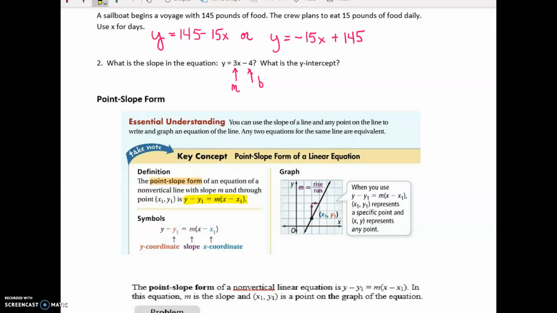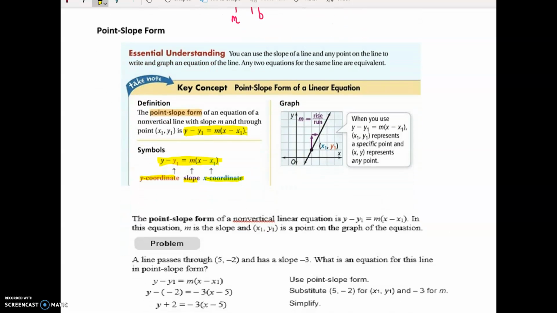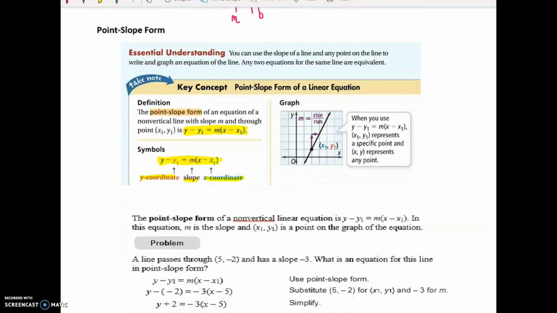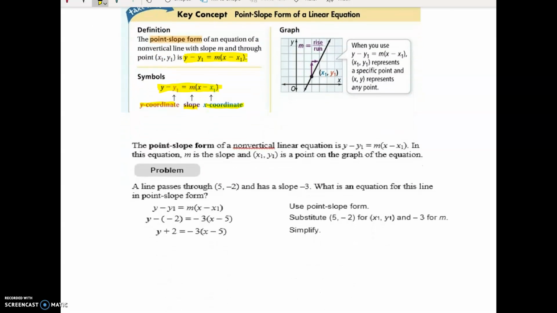So here again, it kind of goes over what each variable represents. So this would be your y coordinate, your slope, and your x coordinate. So that's where you plug the numbers into the formula for point slope form. Something else, in this equation, we're going to look at some examples and then we'll do a few together.